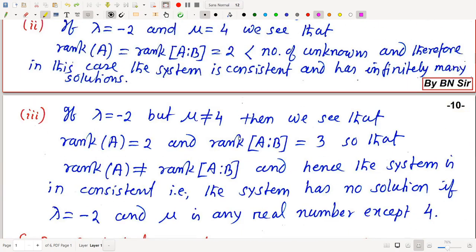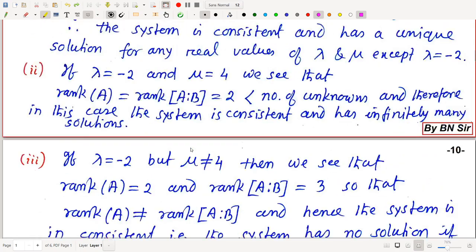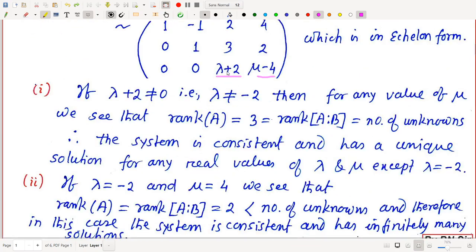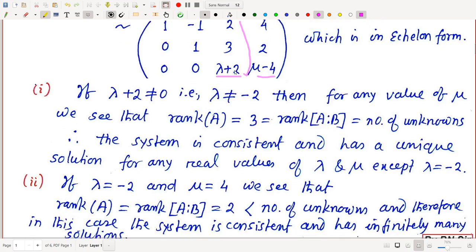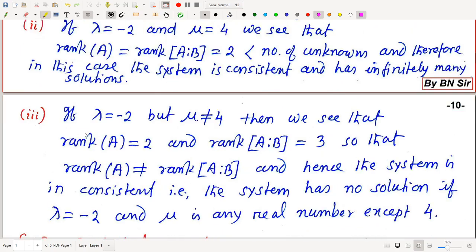Then we go for no solution. If lambda equal to -2, this will be 0, meaning the rank of the coefficient matrix A will be 2, and if mu not equal to 4, then the rank of the augmented matrix will be 3. Rank of the coefficient matrix 2 and rank of the augmented matrix 3 if lambda equal to -2, mu not equal to 4. So that is written here.